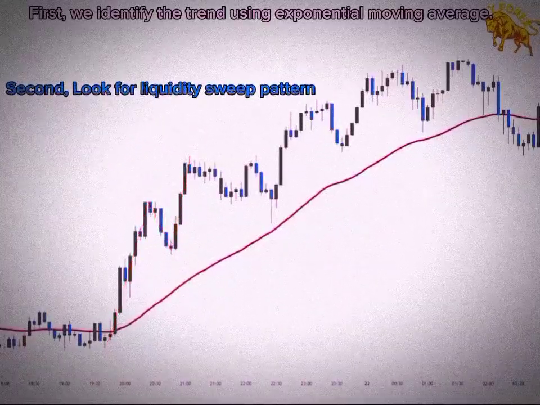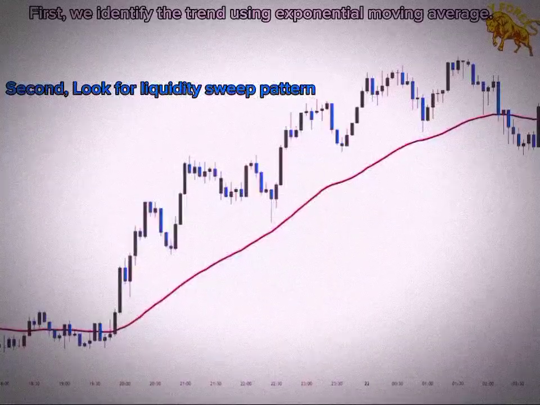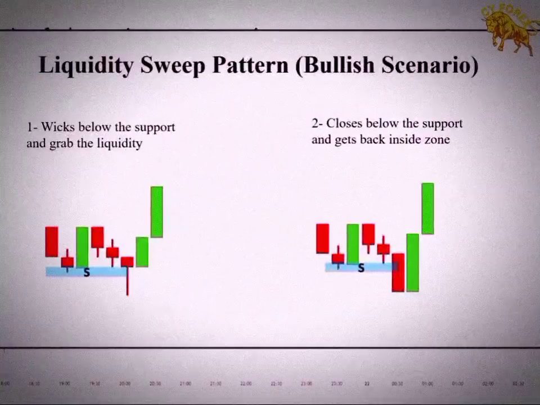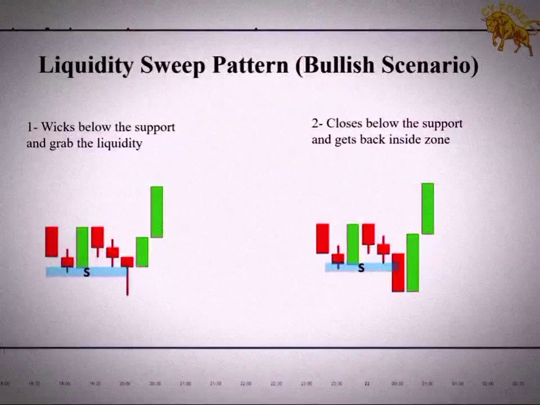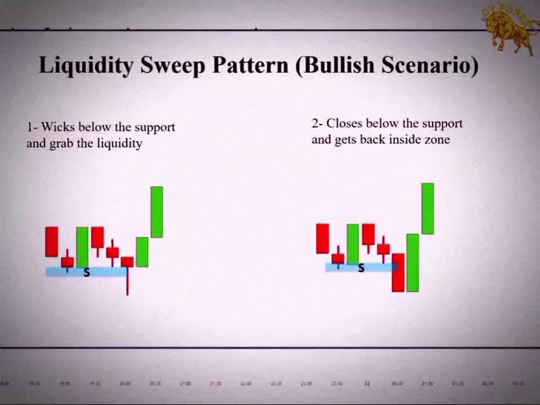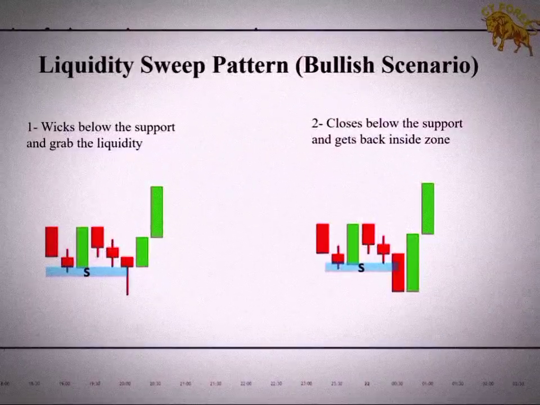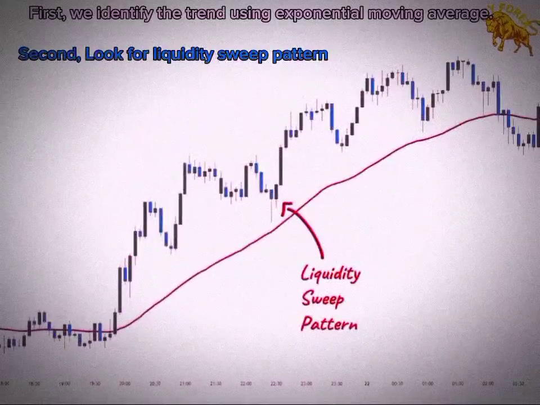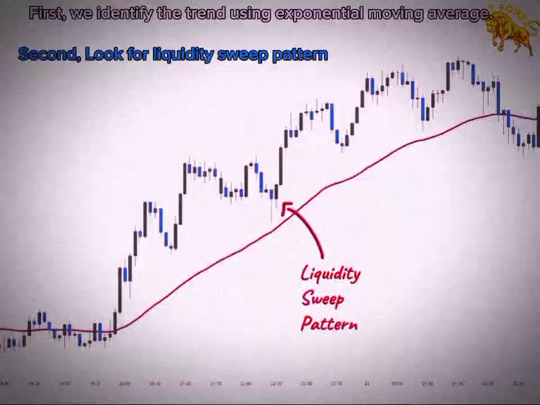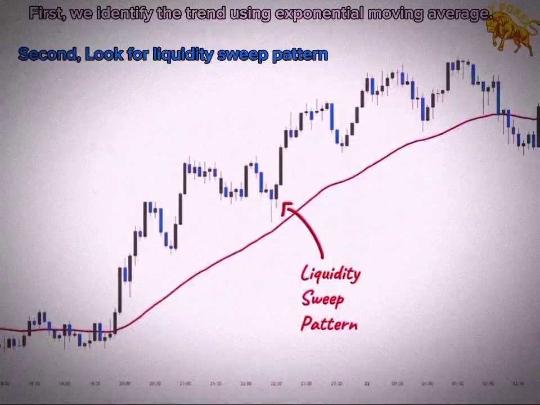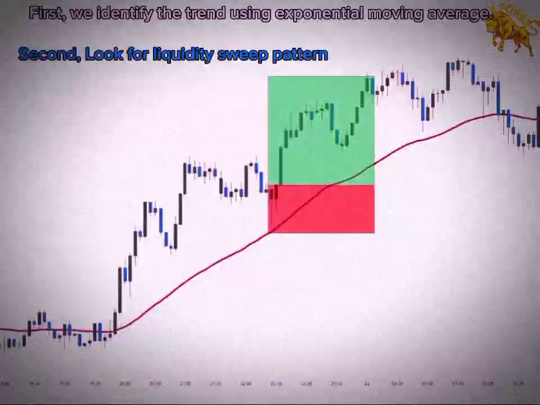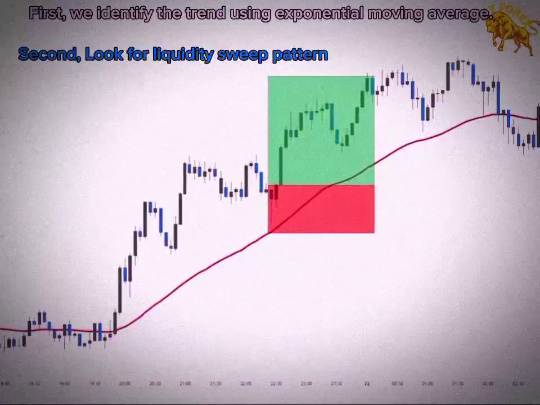In the second step, we look for a liquidity sweep pattern. It means that we wait for the price to make a support, and either wick below the support and grab the liquidity, or close below the support and get back above. Here, see how the market made support and grabbed the liquidity with this long wick candlestick. So you can either enter right after this candle, or wait for confirmation candle, closing higher than the previous candle.